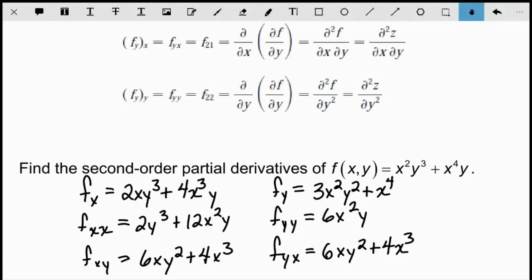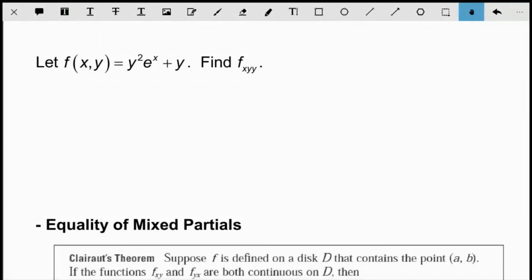Okay, so I've got another problem here where I want you to find a higher order partial derivative. So this is actually a third partial. So we've taken the partial derivative with respect to x and then y again. So just pause the video, try that one. When you come back, I'll show you the solution.